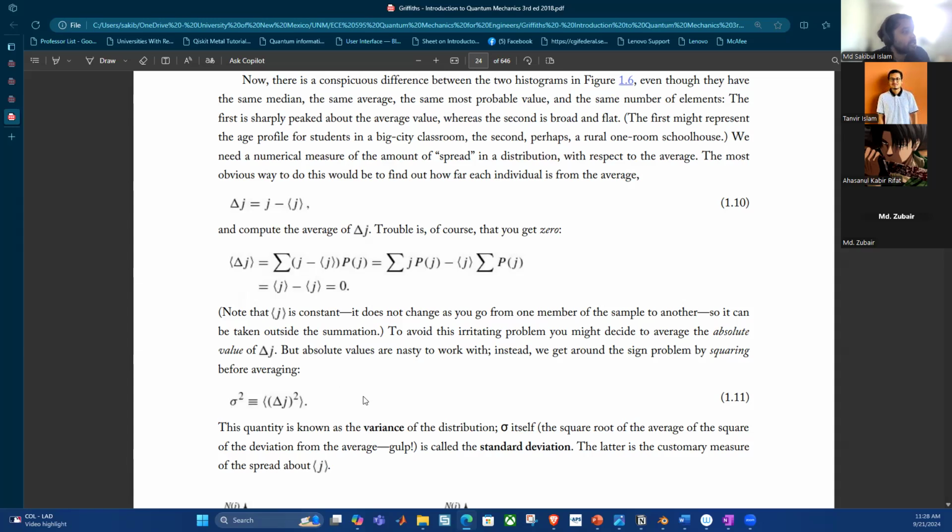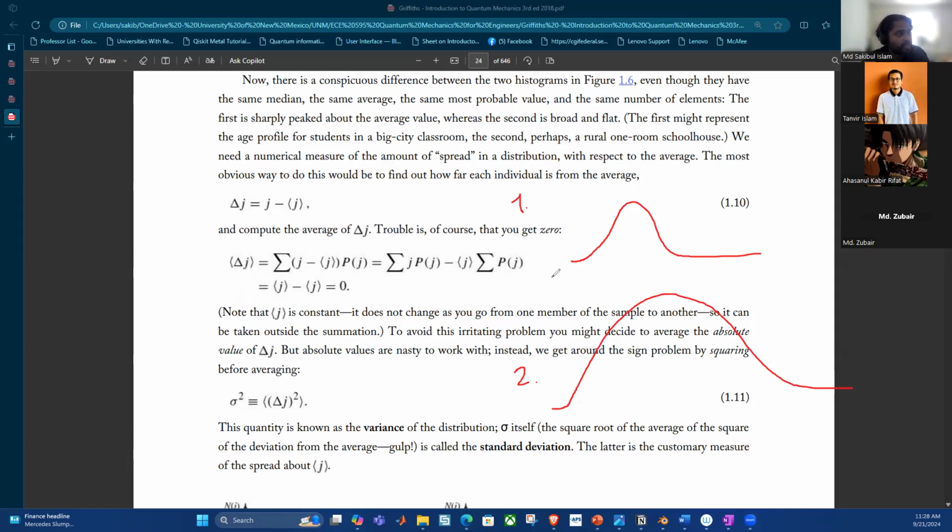So we need to understand what the variance of the distribution is. Variance means how it is spreading from the average. So let's use some common intuition. This is your distribution. This is distribution 1. This is distribution 2.